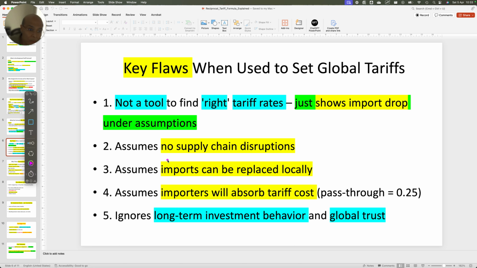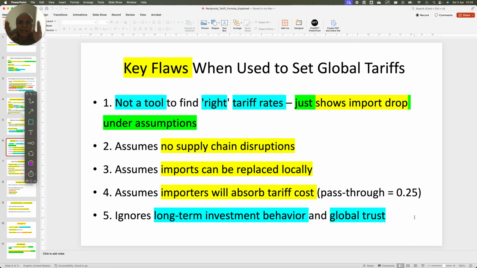It assumes no major supply chain distortion. There could be some, but no major. It assumes imports can be replaced locally, right? It assumes the importer will absorb some tariff cost, pass-through, let's say 0.25. It ignores long-term investment behavior and global trust.